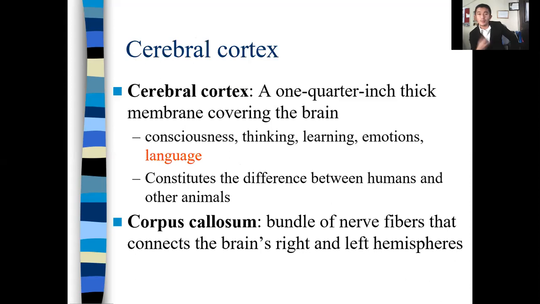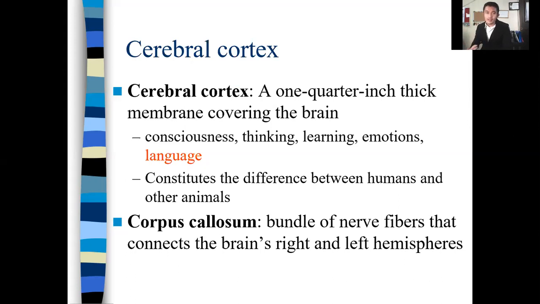Cerebral cortex. It is a quarter-inch thick membrane covering the brain. What are the functions of the cerebral cortex? Consciousness. When we're very conscious about how we look, our body, when we think we're fat, when we're very conscious about what our grade will be, or what we're going to say to this person, your cerebral cortex is actually processing that. Thinking as well, of course. With the brain, we're always talking about the cognitive, or the thinking.